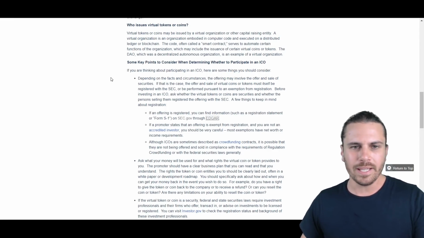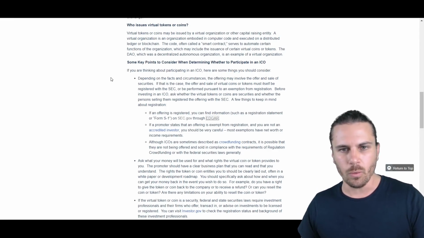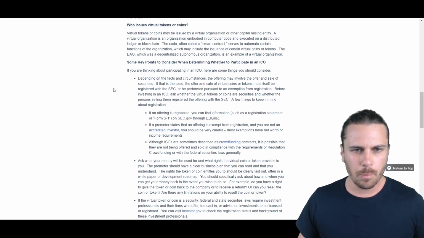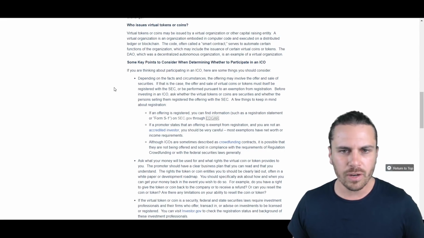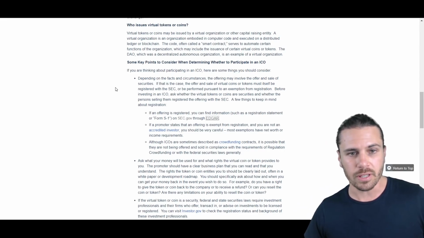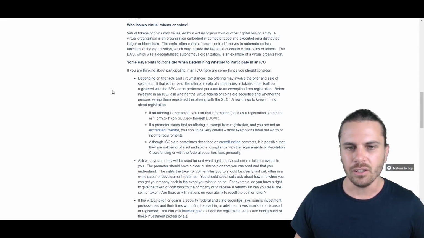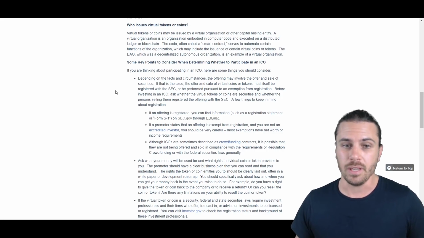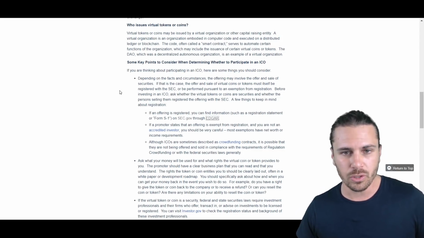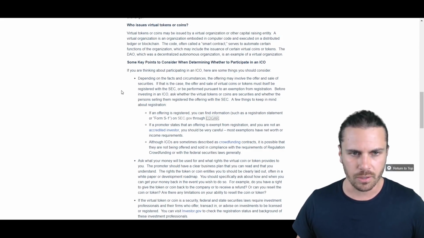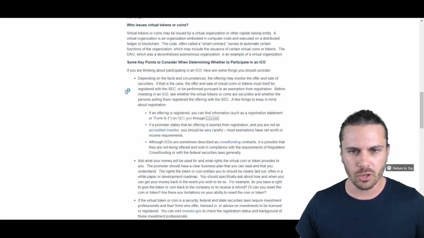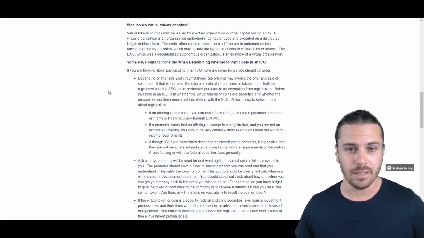Now, some key points to consider when determining whether to participate in an ICO. Some really good points here. It says here that depending on the facts and circumstances, the offering may involve the offer and sale of securities. If that is the case, the offer and sale of virtual coins or tokens must itself be registered with the SEC or be performed pursuant to an exemption from registration. Before investing in an ICO, ask whether the virtual tokens or coins are securities and whether the person selling them is registered with the SEC.